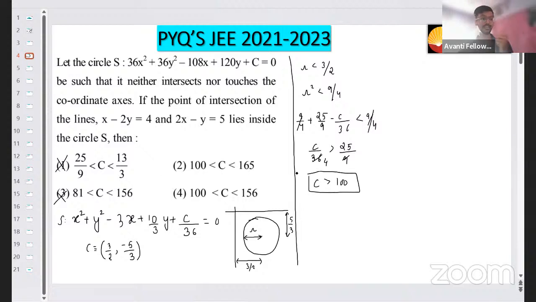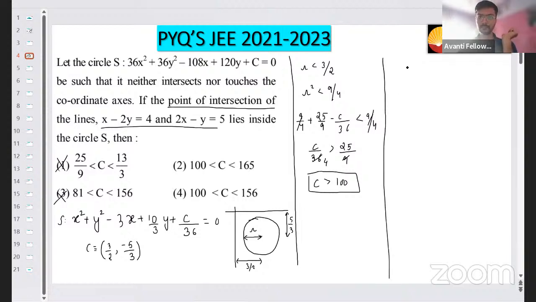Now we need to find one more condition. And what is the one more condition? The point of intersection of these lines lies inside the circle. So let us find the point of intersection. So what do we do for the point of intersection? We solve simultaneously, right, guys? So x minus 2y is equal to 4.